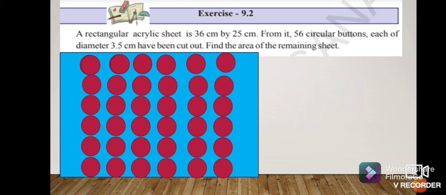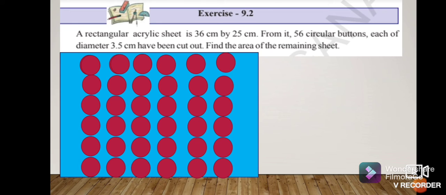That means here also you first find the area of the sheet and then the area of each button, which is the area of a circle. After getting the area of each button, multiply that area of the circle by 56, then we get the area of the 56 circular buttons.